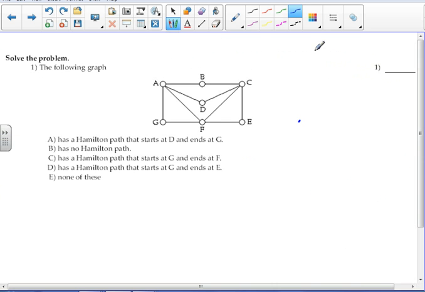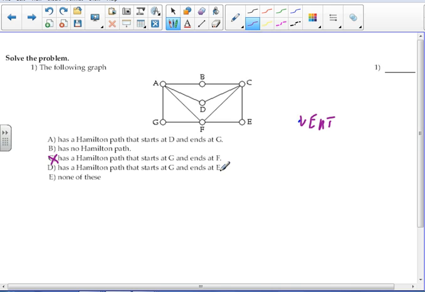Okay, we done goofing off? Sure. Excellent. All right. Anybody know what a Hamilton path is? No. Okay, a Hamilton path goes through every vertex, but doesn't necessarily have to go through every edge. Has a Hamilton path starting at G, ending in. So if I start at G, can I get there? No. I can't. I've got to go through every vertex. I can't do it, so I can't do that one.